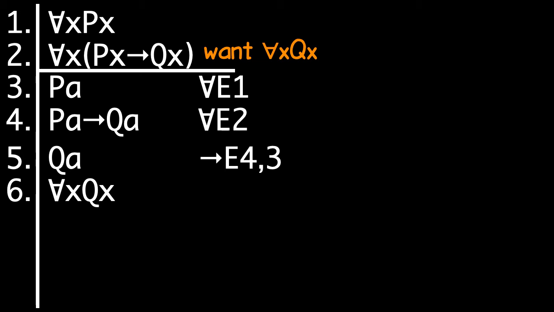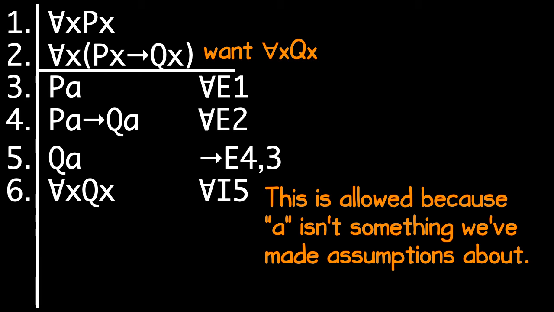If you think of a as an individual, that step on line 6 should look too quick. But a here is serving as a placeholder. It's an arbitrary thing. And if you can show for any arbitrary thing at all that it's got to be a Q, then everything has got to be a Q. So our universal introduction rule allows us to generalize in this way. From line 5, where we've shown Qa, we're allowed to write down for all x Qx. This is allowed because a isn't something we've made assumptions about. This a isn't anything special. It doesn't appear in the premises, and it might as well have been anything else.